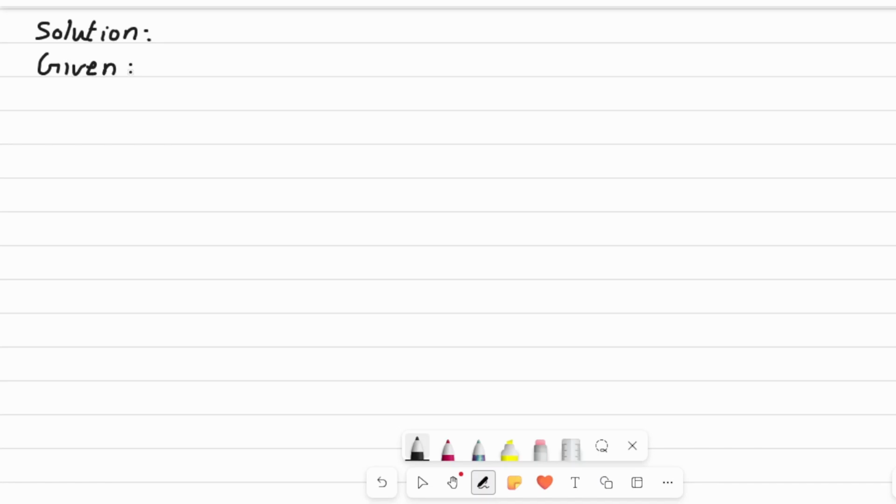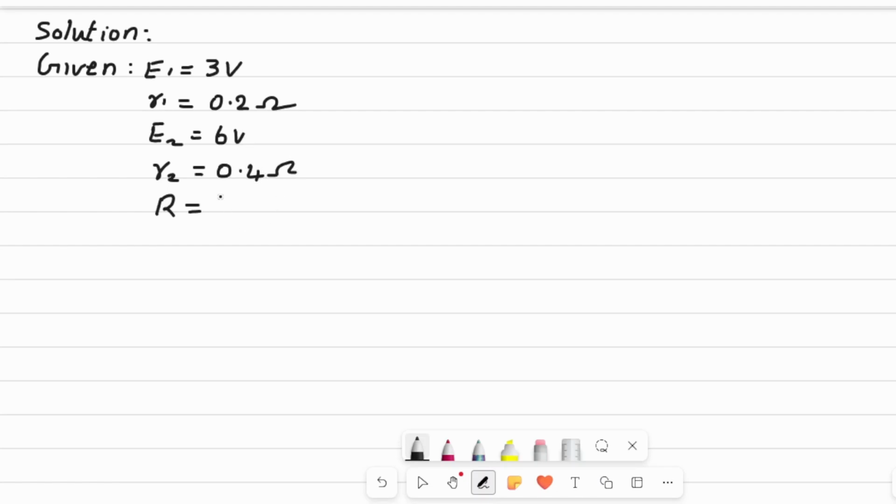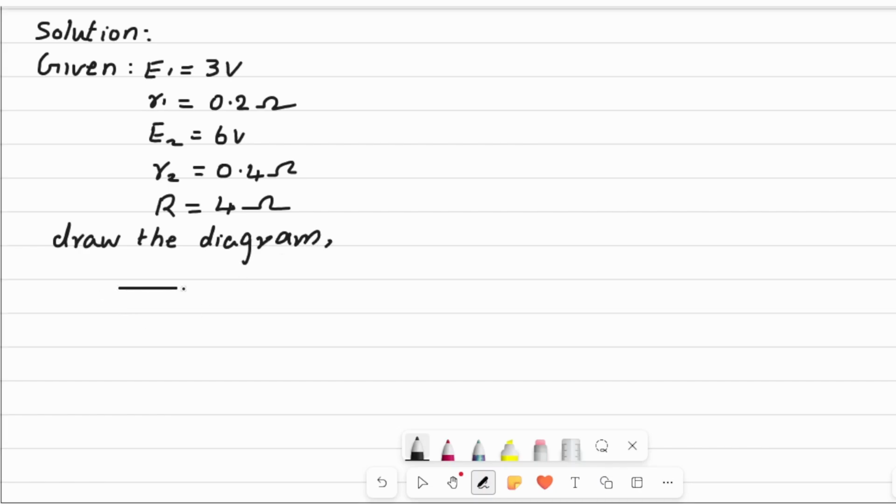So what we want to do first is, first you have to write what is given in the question. Maybe you want to read twice or thrice to understand what parameters are given. From this question, you can understand there are two cells. So two EMFs will be there. So EMF 1 is equal to 3 volt. Internal resistance 1 is equal to 0.2 ohm. The internal resistance of the second one is 0.4 ohm. EMF of the second cell is 6 volt. And there is an external resistance here. The value of that one is 4 ohm.